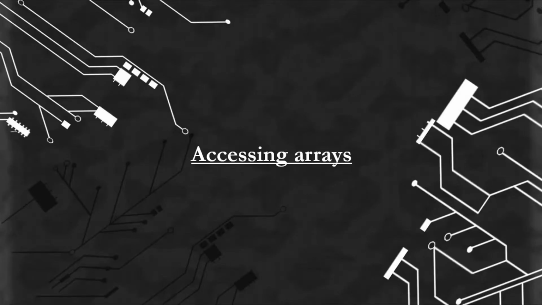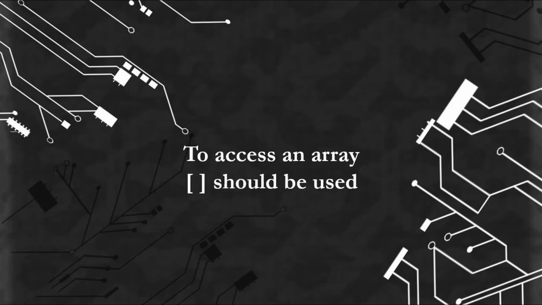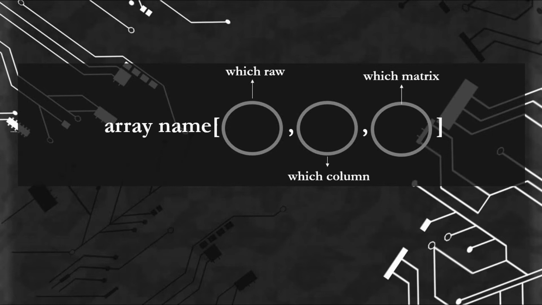So now let's move to accessing arrays. To be able to access an array, we need to use the square brackets. When we use the square brackets, the first number is specifying which row or rows you want to access. The second number is specifying which column or columns you want to access, and the third and the last number is specifying which matrix or matrices you want to access.